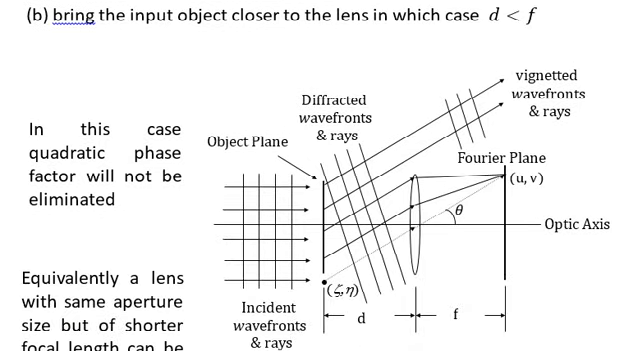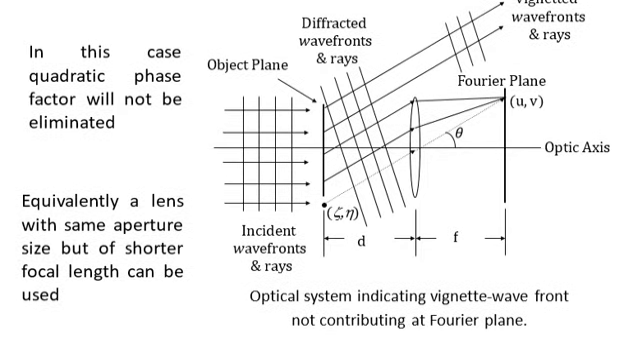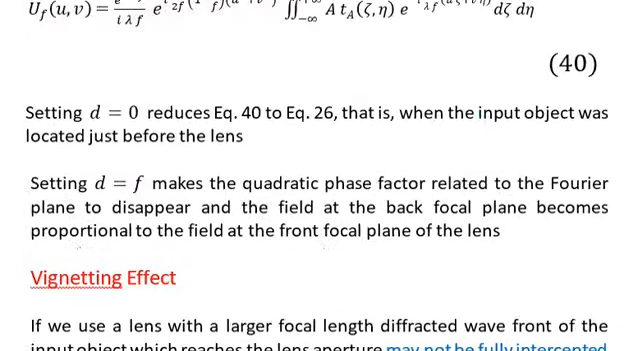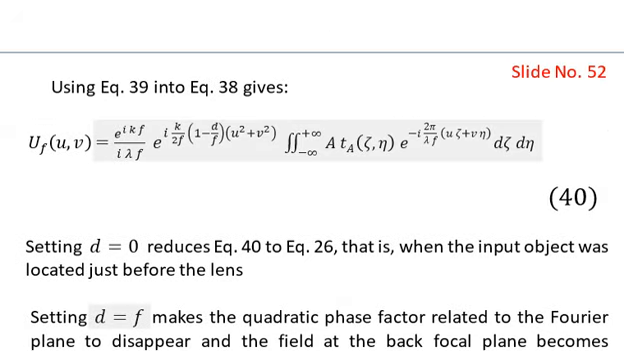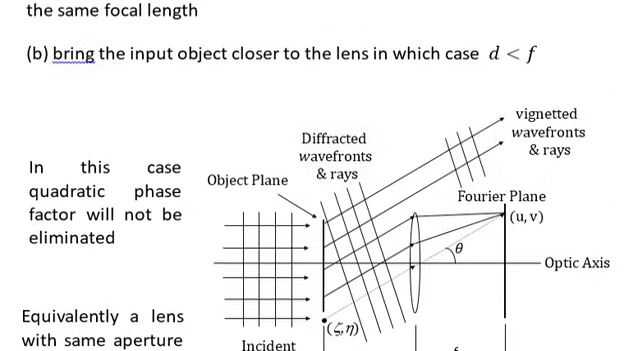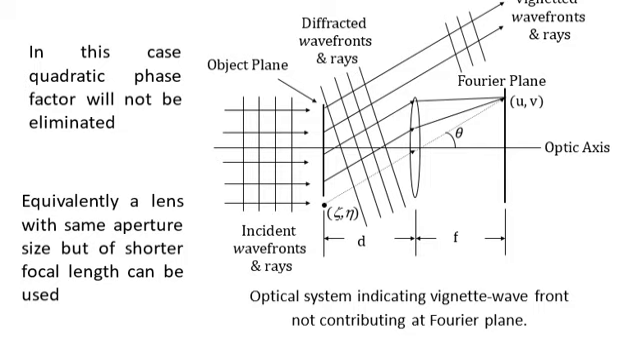In this case, the quadratic phase factor will not be eliminated. Equivalently, a lens with the same aperture size but of shorter focal length can be used. So this is the way we have mentioned to minimize the vignetting effect. And this quadratic factor can only be eliminated if you set d equal to f. But if you set any other value of d which is not equal to f, then of course this quadratic phase factor cannot be eliminated, as explained over here. That is, in this case the quadratic phase factor will not be eliminated.